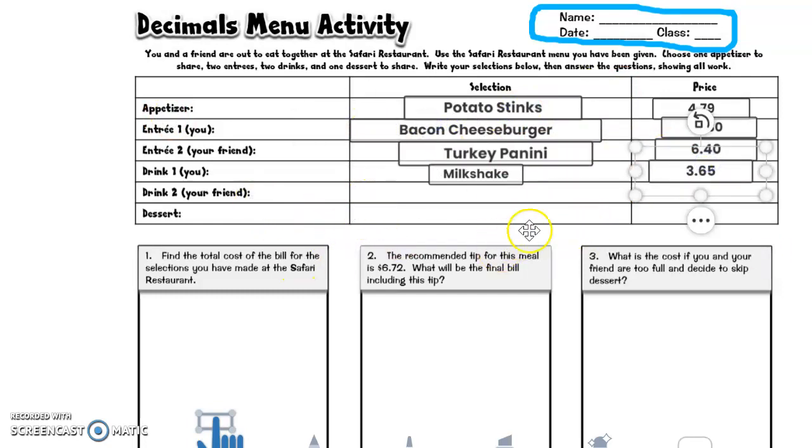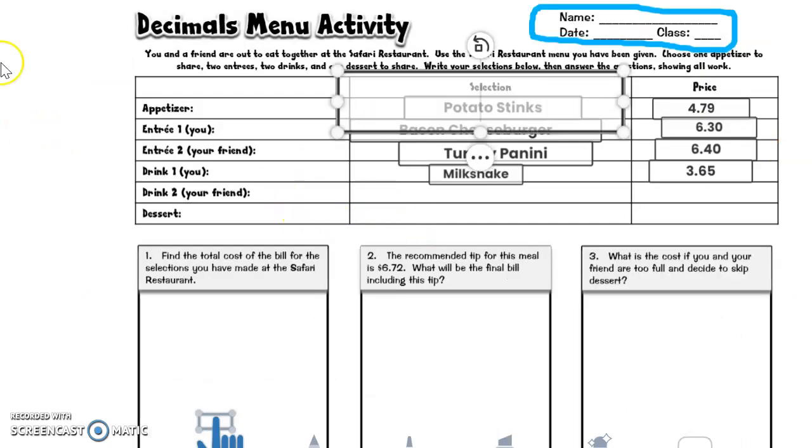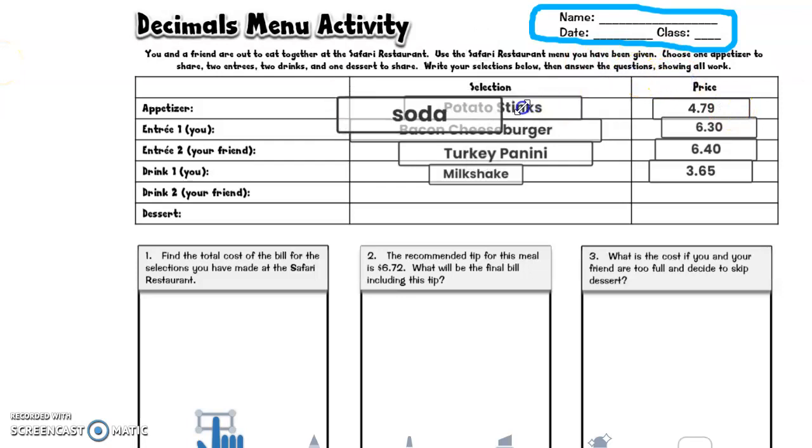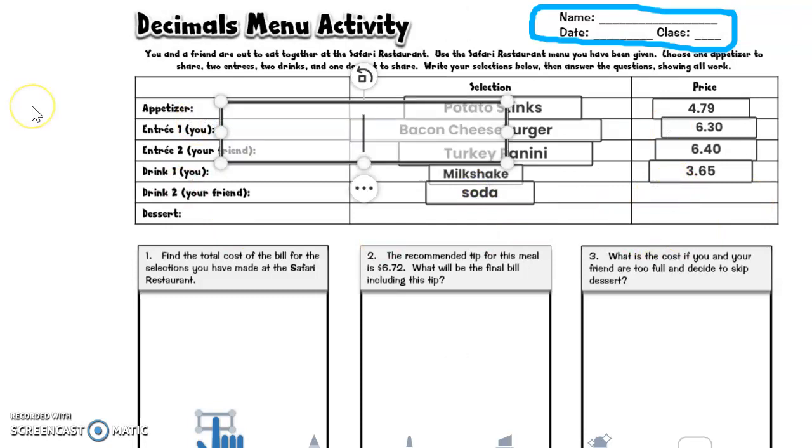Now my friend needs a drink. So let's go back to slide 5. I think my friend would probably want a soda. So I'm going to get my friend a soda for $2.45. Make that small, put that on the line. And now I need to add the amount, and I said that was 2.45.